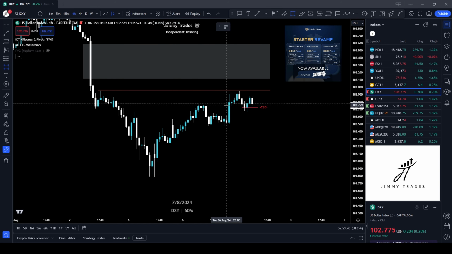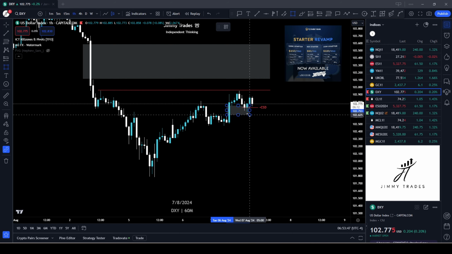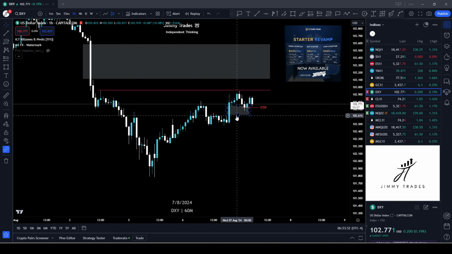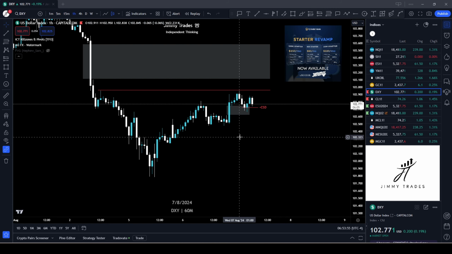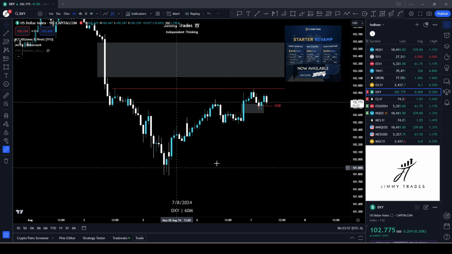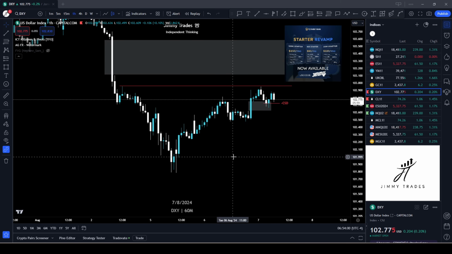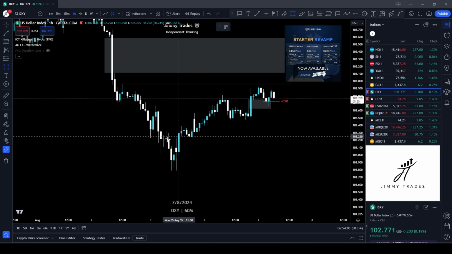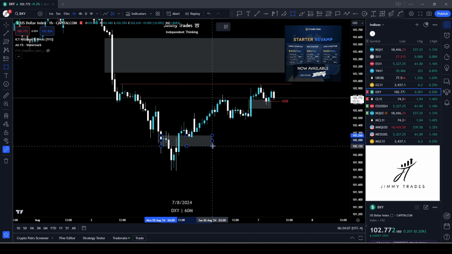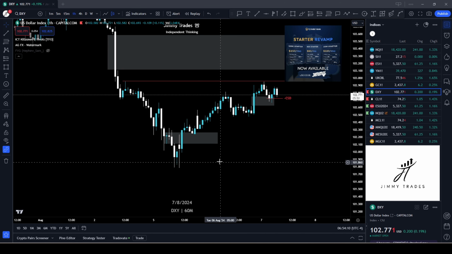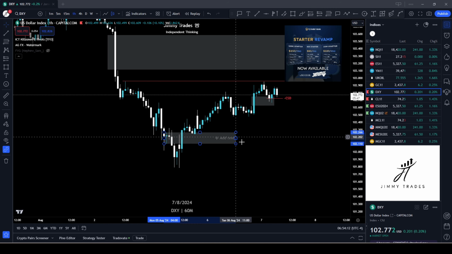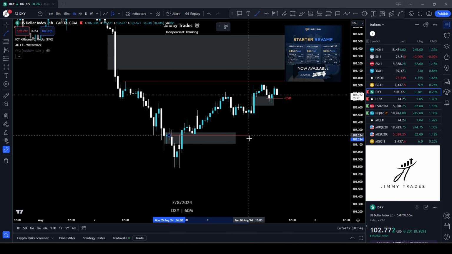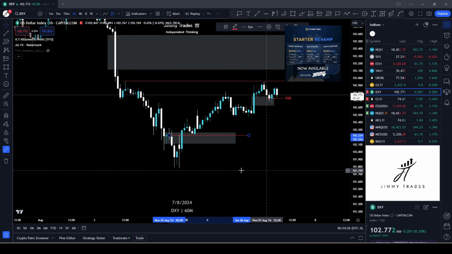Price is currently respecting bullish PD arrays here. It's wicked into this bullish FVG. So it's still reasonably bullish on the hourly structure from our reversal down here. We had our breaker here. Bullish change in the state of delivery was down here.